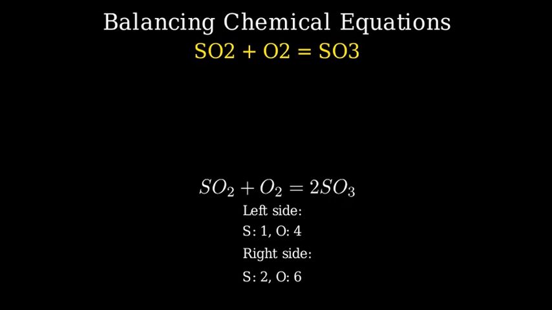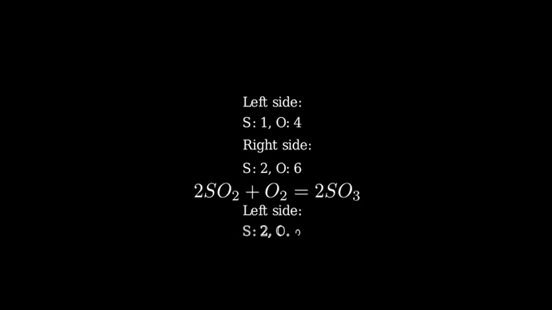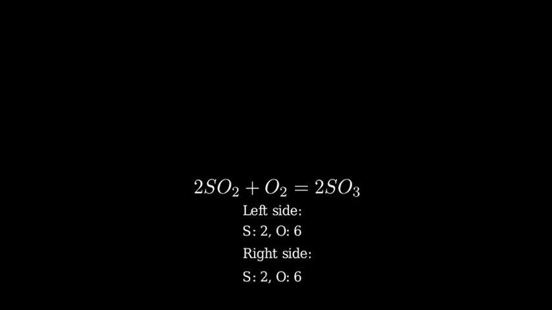To balance the sulfur atoms, we need to add a coefficient of 2 in front of SO2 on the left side of the equation. This will give us 2 sulfur atoms on both sides. Let's do our final atom count. On the left side, we now have 2 sulfur atoms and 6 oxygen atoms. On the right side, we also have 2 sulfur atoms and 6 oxygen atoms.